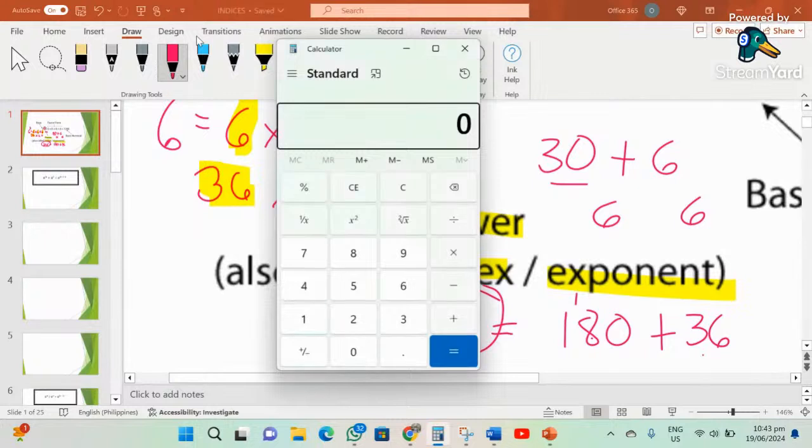Now let's check from the calculator. So you have 6 times 6 times 6. It's 216. Doing it mentally is even faster than using the calculator.